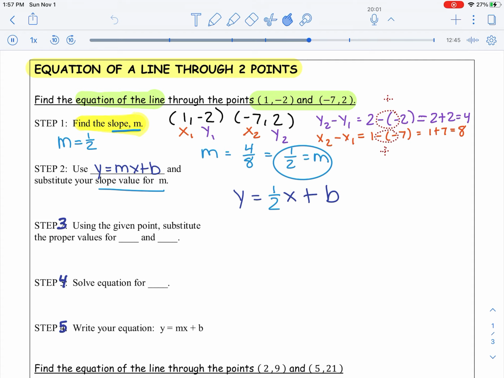And now we move forward to more stuff that we're familiar with. I'm going to use the given point, and in this case, I can choose either one. So instead of the given point, I'll say either. I want to substitute my values in for x and y. Now, which point you choose is entirely up to you. I'm going to go ahead and choose the point (1, -2), because the numbers are a little smaller, which I like. 1 is my x, -2 is my y. So to plug them in, we get -2 equals 1/2 times 1 plus b.